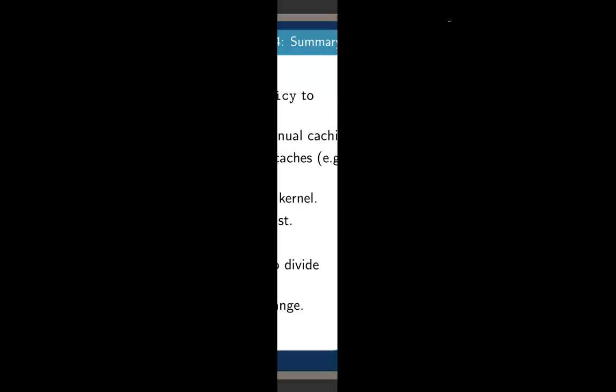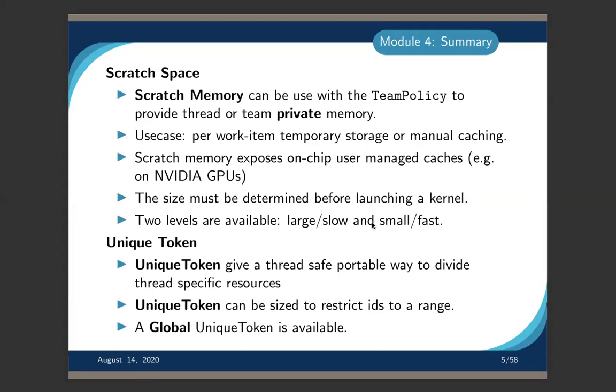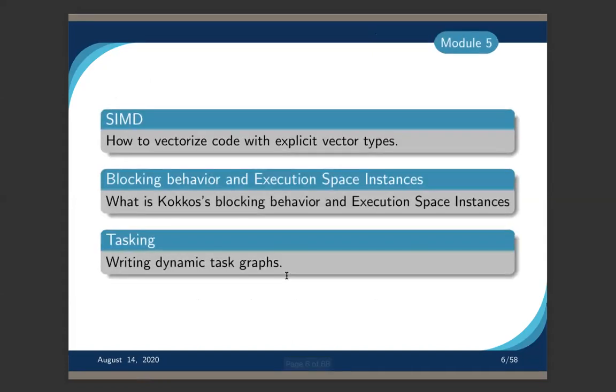With that, I'm going to go back to our actual lecture, if there aren't any questions left. Okay, so today we're going to go into three topics. We're going to start with SIMD and how to vectorize code with explicit vector types. After that, we will talk about the blocking behavior of Kokkos a bit more. We always warned you that a lot of things are asynchronous, and you can't rely on the work being done before waiting for it to finish. So we'll talk in more detail about what that means and how that works.